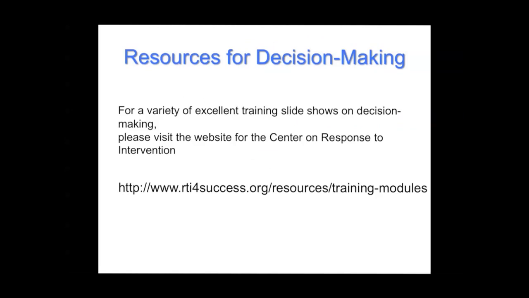So that is a summary of some examples of decision making, some more effective than others. And what we've used is level, slope, and variability to evaluate the effects of those interventions using progress monitoring measures. For a variety of excellent training slides, visit the Center on Response to Intervention.